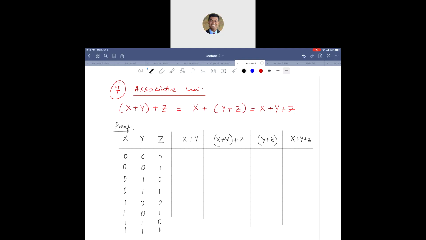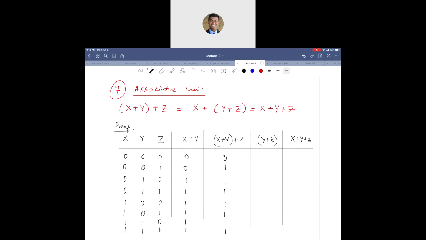X or Y. For x or y, I only need x to be a 1 or y to be a 1. X is 1 over here, here, here, and here. Y is 1 here and here. All right, so that's it. Everything else should be a 0. The last one is x or y or z. I need to OR with z. So the only thing that changes to a 1 is the second one. Everything else will be a 1 there. Only the first one is a 0.